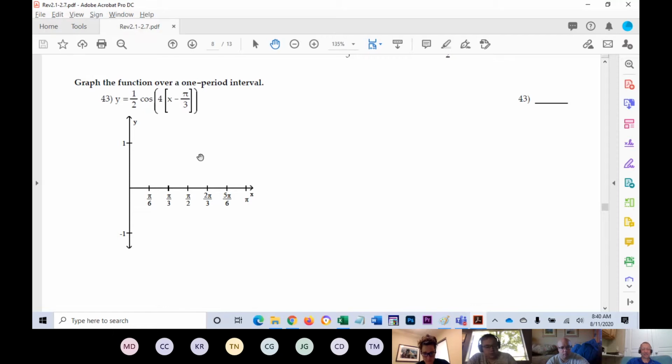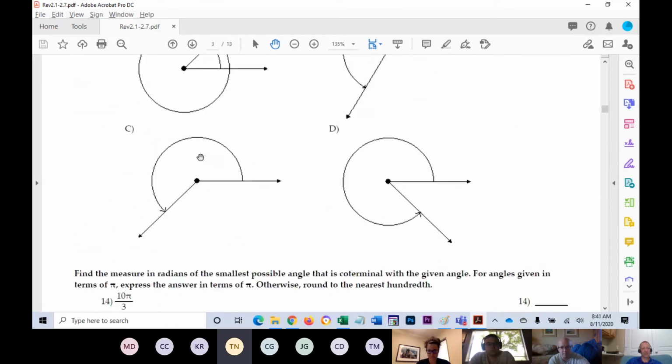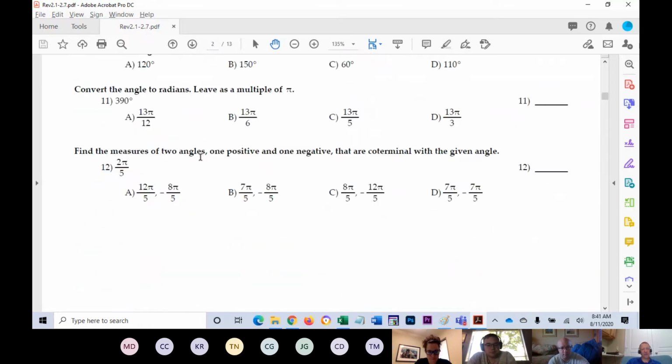Can we go over number 12 on the review? Number 12, find the measures of two angles, one positive and one negative, that are coterminal with the given angle. So, how would you do this one? Not sure. I had all my work written down, but I can't really understand what I was doing. Any ideas?